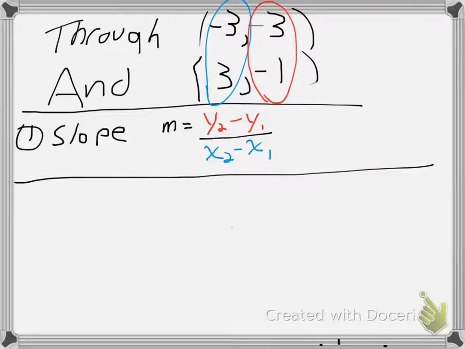So slope formula, remember, is y2 minus y1 over x2 minus x1. You may also remember this as change in y over change in x, or rise over run. Any of those things is a legitimate explanation to what that formula means.